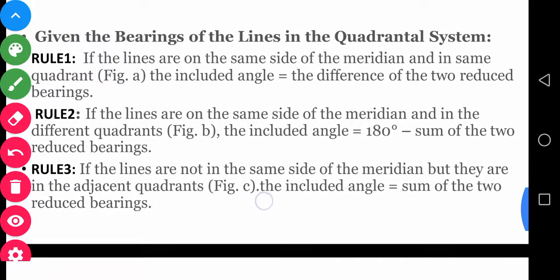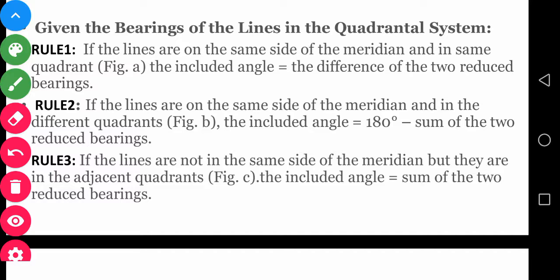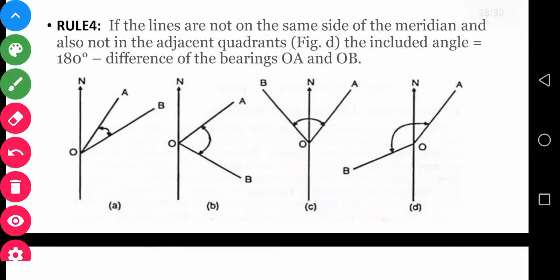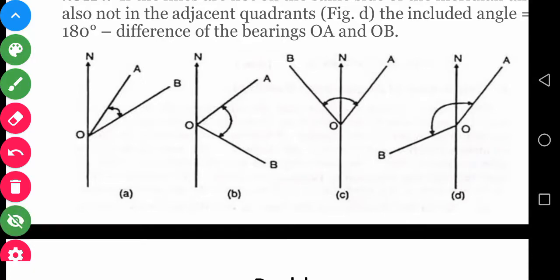In rule 2, the lines are on the same side of the meridian but in different quadrants. We refer to figure B. In this figure, this is our axis, so this is our meridian. Both lines OA and OB are on the right side of our meridian, but they are in different quadrants. This is our first quadrant and this is our second quadrant. Line OA is in the first quadrant and OB is in the second quadrant, whereas in the last case both lines were in the same first quadrant.